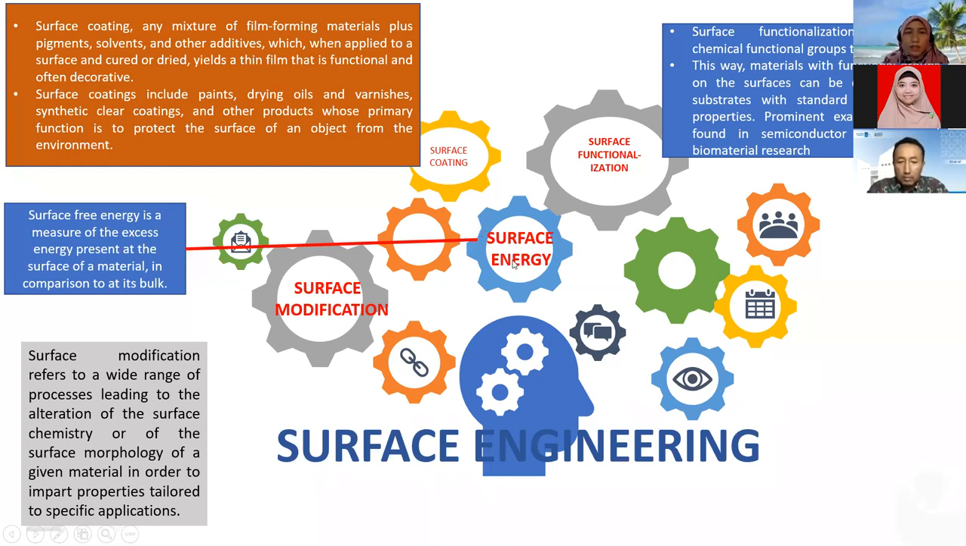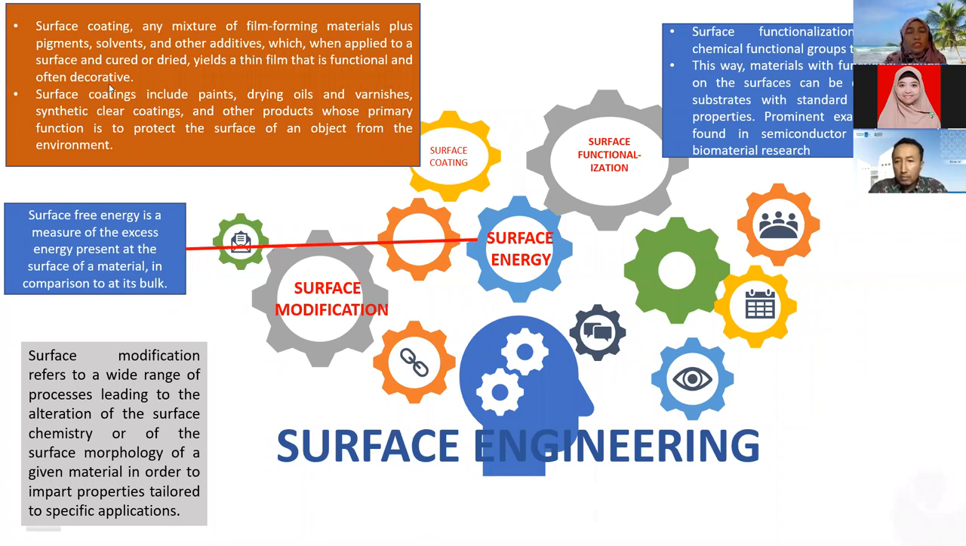So what I showed you just now is surface modification, surface coating, surface functionalization. This is all part of surface engineering. Surface functionalization introduces chemical functional groups to a surface. By this functionalization, materials with functional groups on the surfaces can be designed from substrates with standard bulk material properties. Prominent examples can be found in the semiconductor industry and biomaterial research. Okay, surface coating is any mixture of film forming material plus pigment, solvent and other additives which, when applied to a surface and cured or dried, yields a thin film that is functional and often decorative.